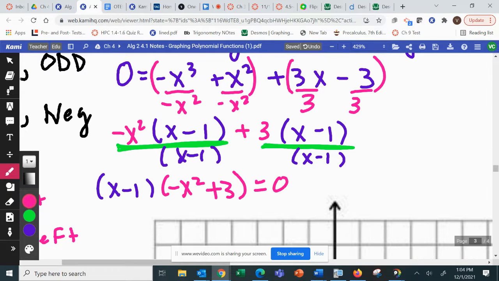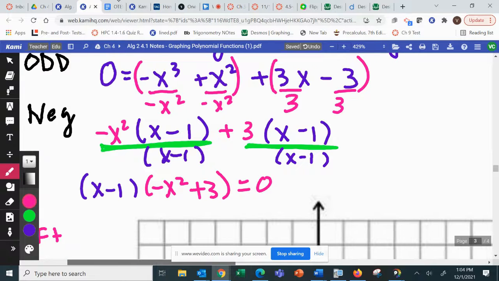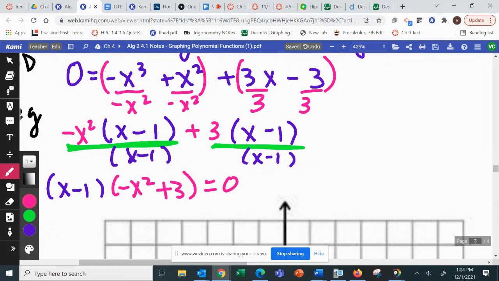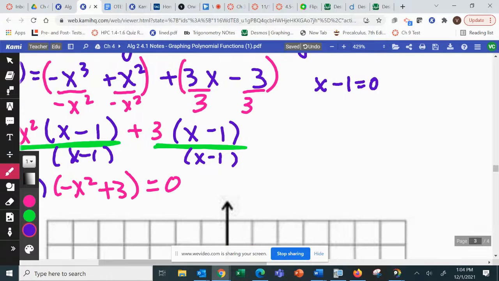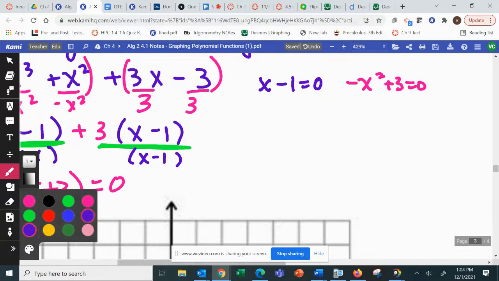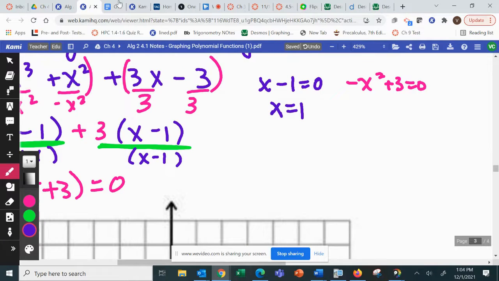So if it's factored, how do we solve? How do we solve it now? We need x equals. X minus 1 equals 0, and the other one equals 0. So we set each factor equal to 0, and we solve each individual factor. So this one, x equals 1. All right. The next one, I'm going to add the x squared to the other side, so I'll get 3 equals positive x squared.